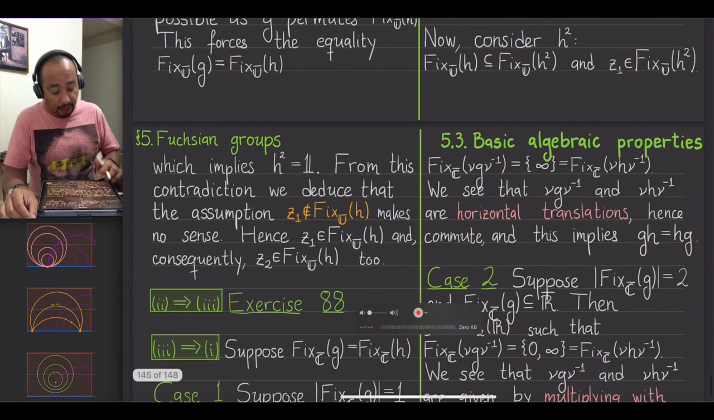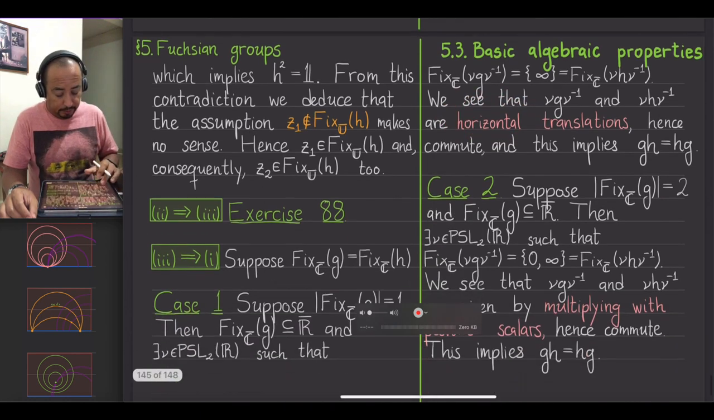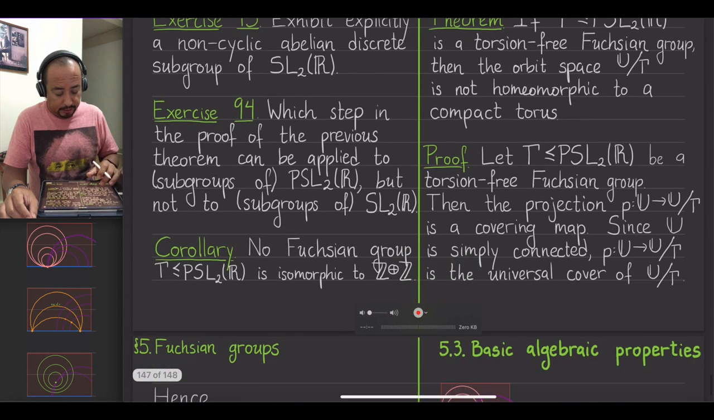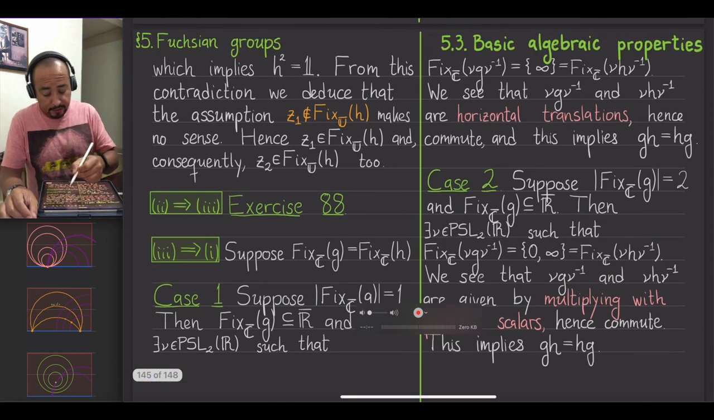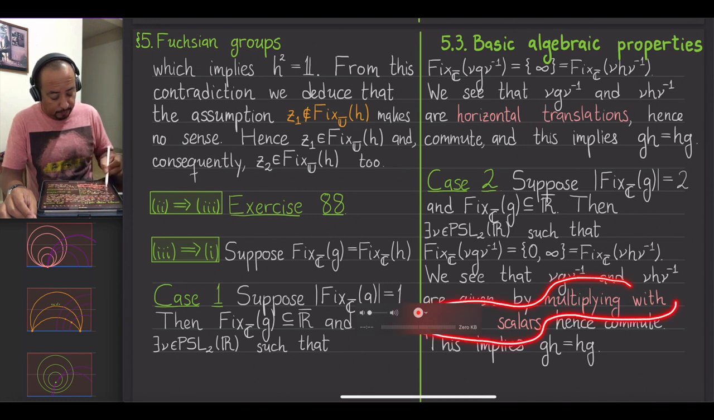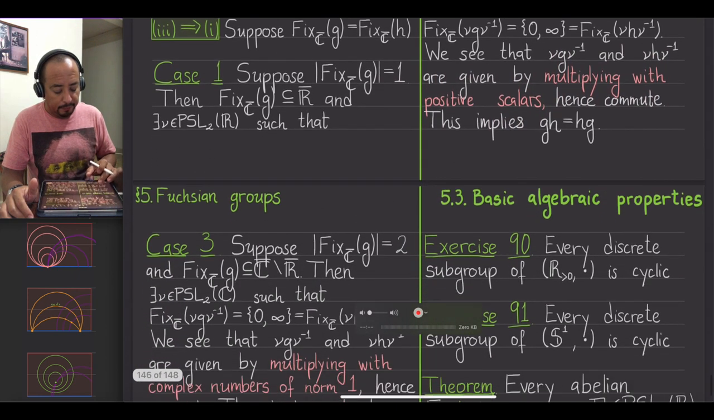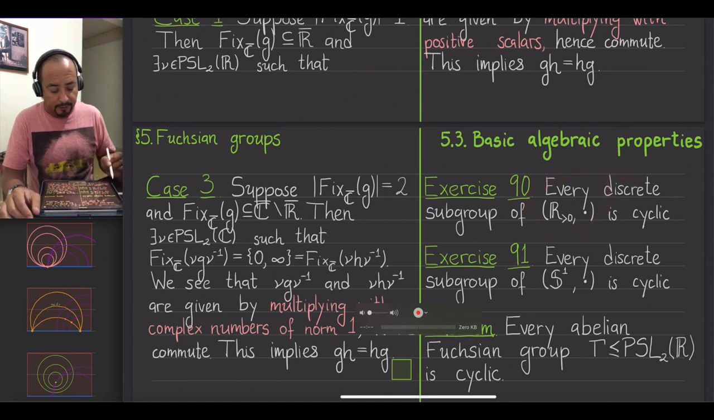Okay. And you see, now we use the fact that these are horizontal, and it's going to be similar in the remaining cases. Right? So I know that all non-identity elements of gamma have the same set of fixed points. You see, in this case, what I see is that gamma is realized as a subgroup of the group of Mobius transformations given by multiplying by positive scalars. But that group is this one in disguise. So gamma is discrete and it's conjugate to a subgroup of this one. That subgroup must be discrete, hence cyclic by the exercise. So gamma must be cyclic.